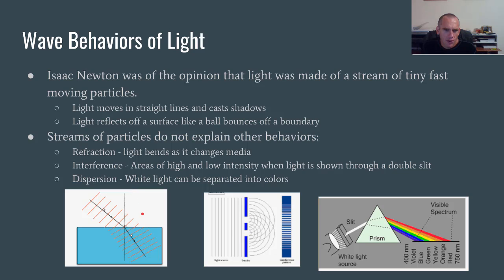Now, an interesting thing is that light always moves through a vacuum at the same speed, 300 million meters per second, and that's true of all electromagnetic radiation, not just visible light. So radio waves and gamma rays and visible light all move at the same speed through a vacuum. But when they move through something that's not a vacuum, like glass or water, they do slow down a little bit, which is why we get refraction.